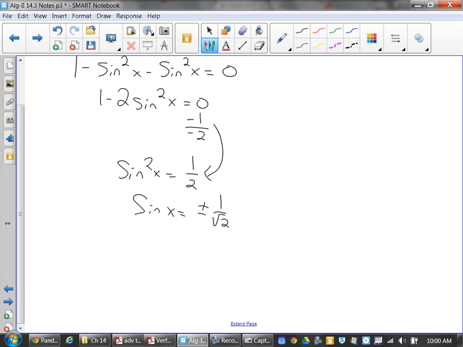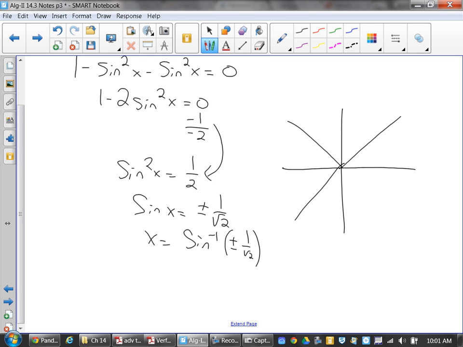So what angle has a sine value of plus or minus 1 over root 2? Pi over 4. Or 3 pi over 4. 5 pi over 4. 7 pi over 4. Perfect.